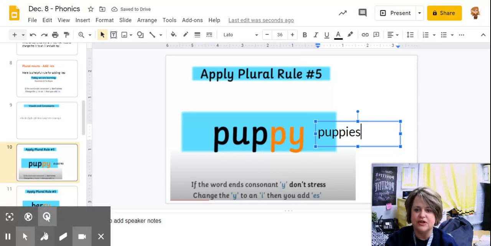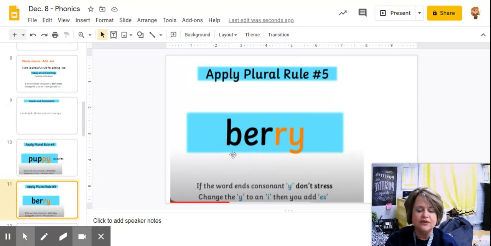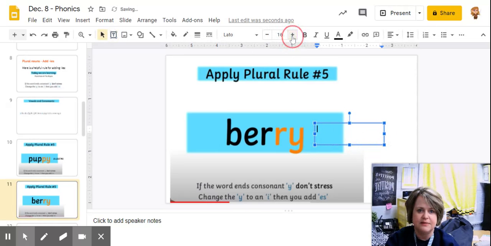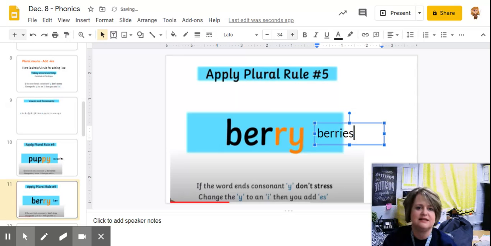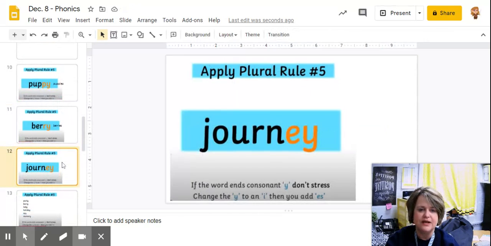Okay, let's look at another one. Here is berry. Here's the Y. Before the Y, there's a consonant. Okay, it's not a vowel, it's a consonant. So I have to change the Y to an I and I add ES. So let's do that. I'll get my text box in there for you. And this is what it will look like. B-E-R-R, change the Y to an I and you add ES. So it's going to be berries. Berries. Awesome. Let's do another one.